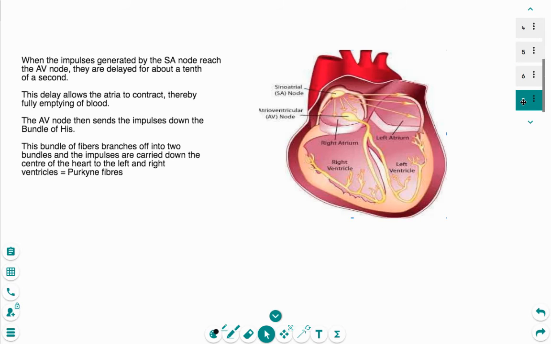So there's another image here. So there's our SA node. Electrical activity is spread across the atria, arrives at the AV node, and then the electrical impulse shoots down the septum through the Purkinje tissue, and the electrical activity makes its way to the very bottom first. So this is really useful. This makes for really efficient contractions of the ventricles.